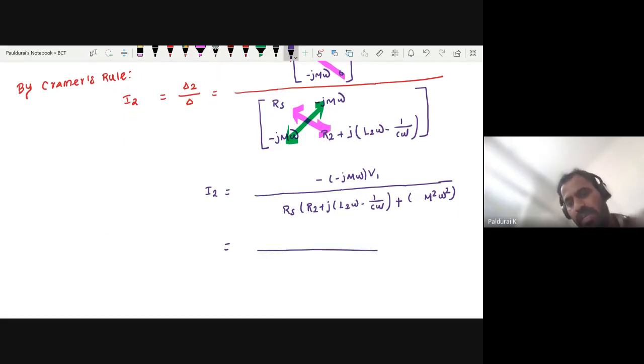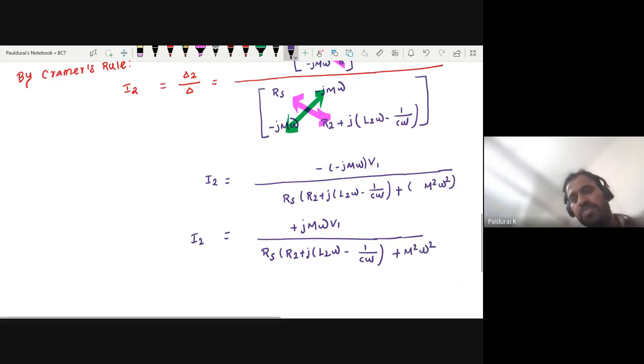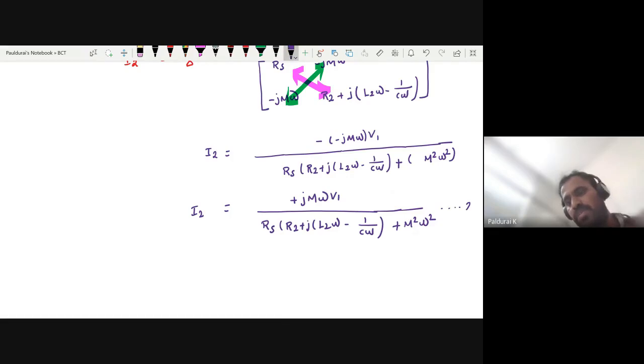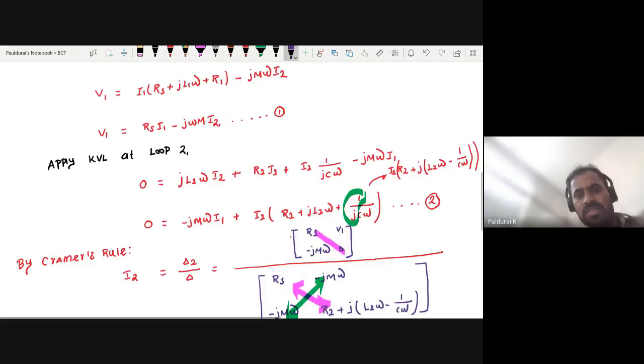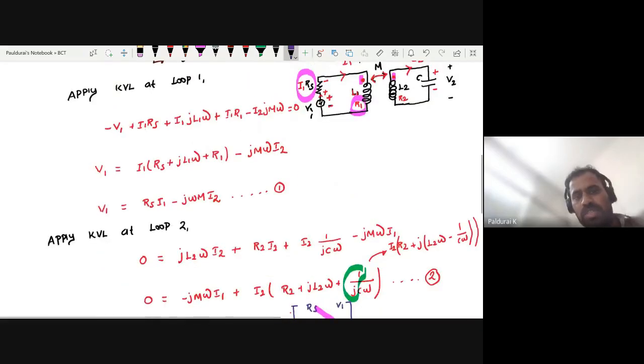Or otherwise let me write one more equation. This is minus minus, so minus becomes plus j m omega V1 divided by Rs times R2 plus j L2 omega minus 1 by c omega plus m squared omega squared. This is my I2. Take equation number 2. Already we are having equation number 1. Let's take it as 3.